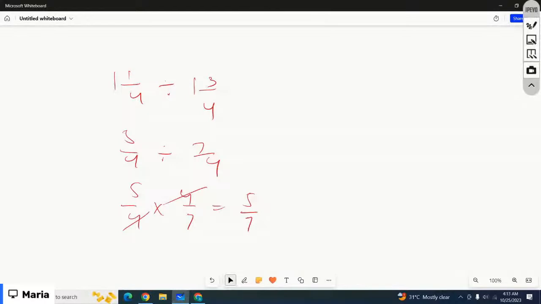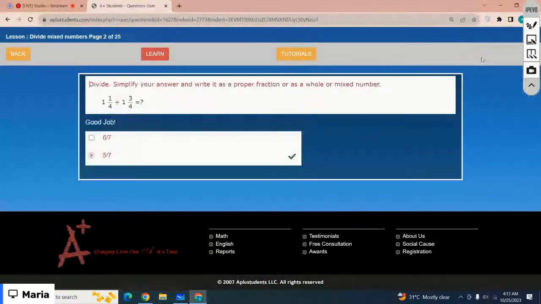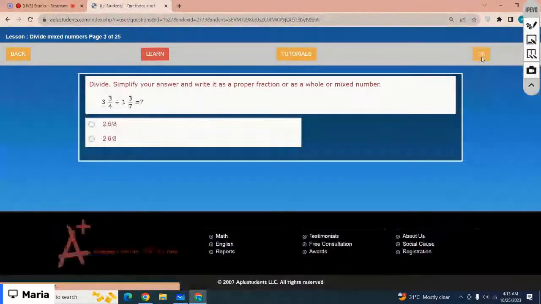The correct option is 5 over 7. Okay, the next one is divide 3 whole 3 by 4 divided by 1 whole 3 by 7.